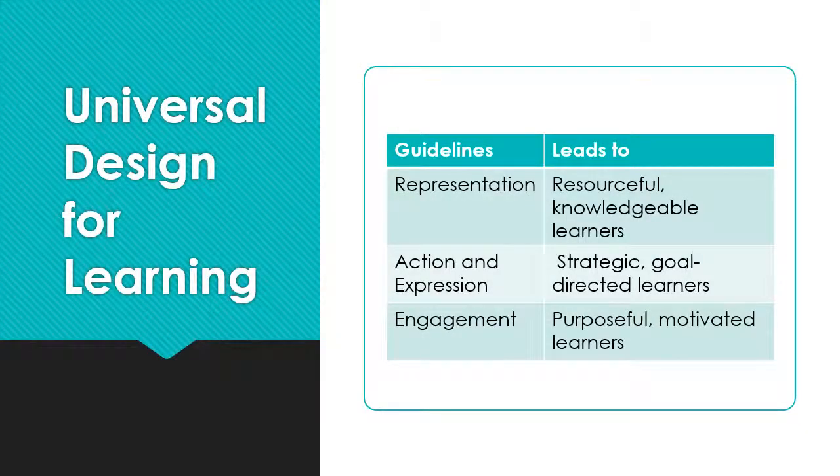And some of the guidelines for universal design for learning are representation, which basically means knowing what the students need in your classroom and having that base knowledge for understanding how to help your students, and then taking that and putting it into action, making goals, and from there having engagement that helps all the students learn, that makes them motivated to want to pursue the actions and goals that you have put in place.